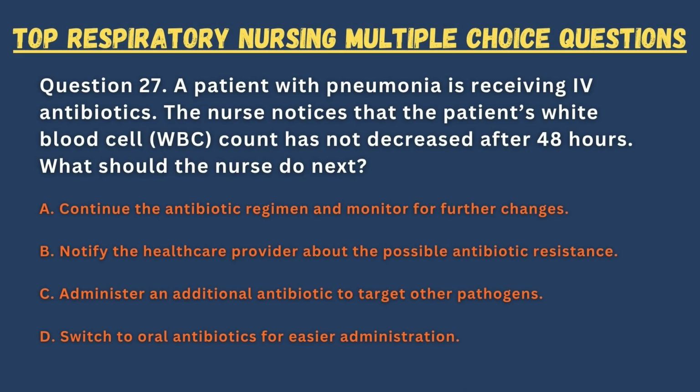Question 27. A patient with pneumonia is receiving IV antibiotics. The nurse notices that the patient's white blood cell (WBC) count has not decreased after 48 hours. What should the nurse do next? A. Continue the antibiotic regimen and monitor for further changes. B. Notify the healthcare provider about the possible antibiotic resistance. C. Administer an additional antibiotic to target other pathogens. D. Switch to oral antibiotics for easier administration.